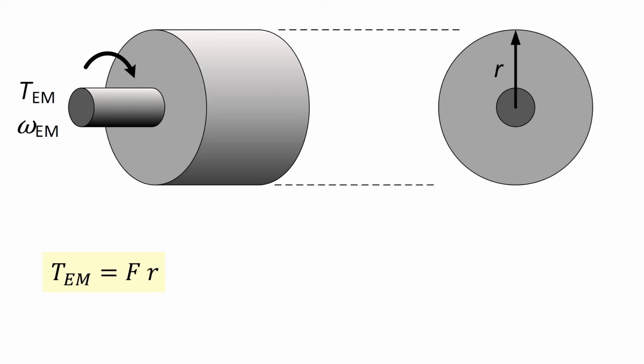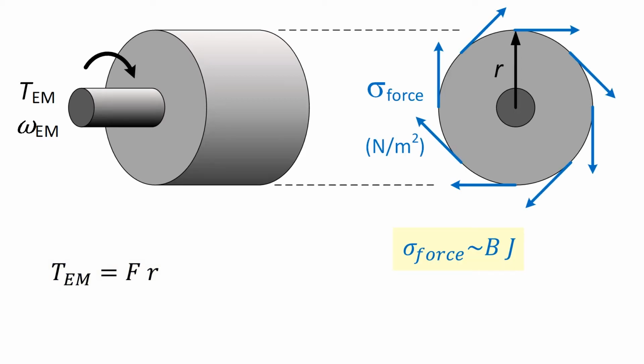The torque produced by an electric machine is equal to the total tangential force F created on the outer surface of the rotor, multiplied with the rotor radius r. The currents and the magnetic flux density create a shear stress on the rotor surface, measured in Newton per square meter. The shear stress is proportional to the magnetic flux density B and to the linear current density J in ampere per meter of rotor circumference.